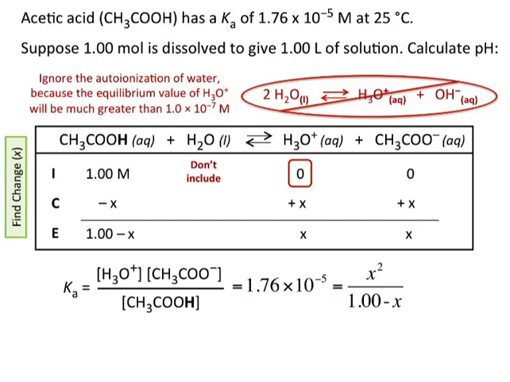Okay. And then you have x squared divided by 1 minus x, just the way that the ICE box works out. And you'll see this type of thing a lot, right? You're just changing around Ka values, you're changing around concentrations, but overall the structure of this and how it looks is going to be the same.